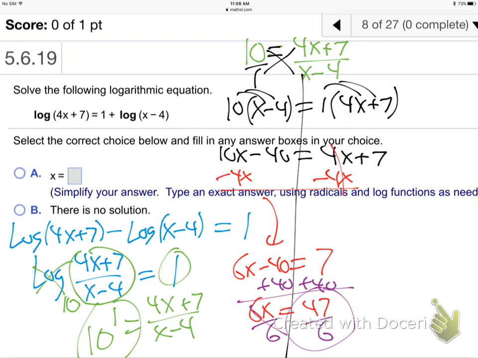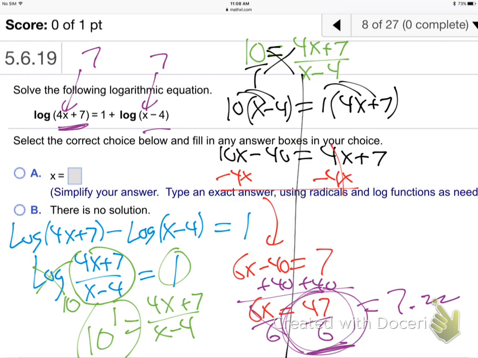To check real quick, if you guys have a calculator, you can just divide. It's 7 point something on your calculator. So that means if I plug in a 7 point something right there, 4 times 7 something plus 7 is certainly not negative or 0. Put a 7 something in there, take away 4 is not 0 or negative, so it's good. See how quick the check is? You can just make sure it doesn't make the inside of any log 0 or negative. It's a keeper. So 47/6 is the answer.